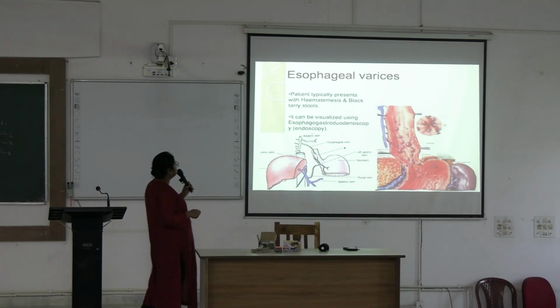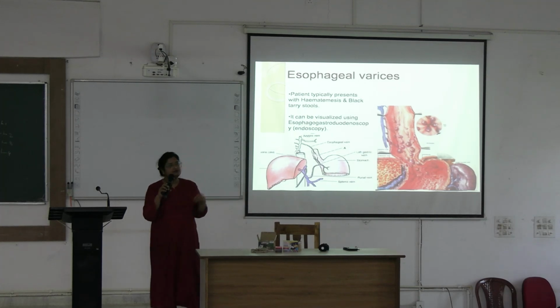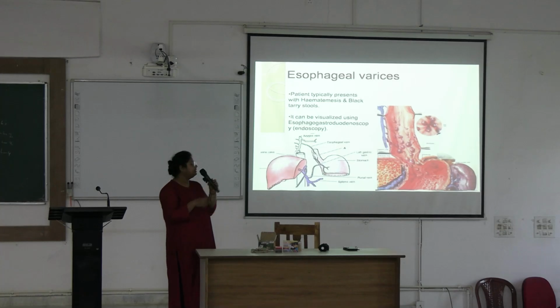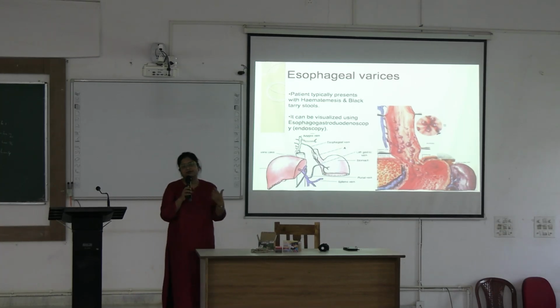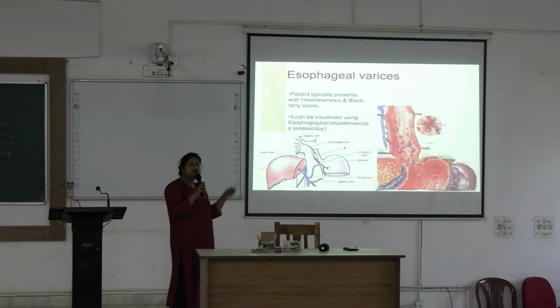Patient typically presents with bleeding. If there are dilated veins, there is a chance of injury to these veins, and there will be bleeding because the veins are blocking the pathway of the food. Here the bleeding is hematemesis, fresh blood; the patient will vomit fresh blood. And there will be black tarry stool.